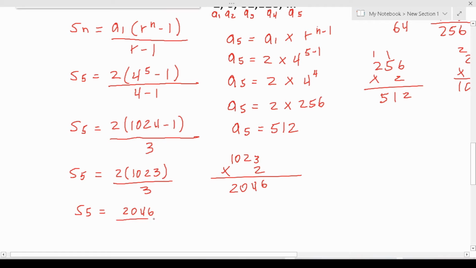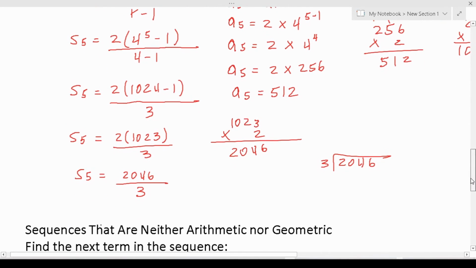2046 divided by 3. Let's go ahead and treat this fraction as long division. That is 2046 divided by 3. 3 doesn't go into 2. That said, 3 goes into 20.